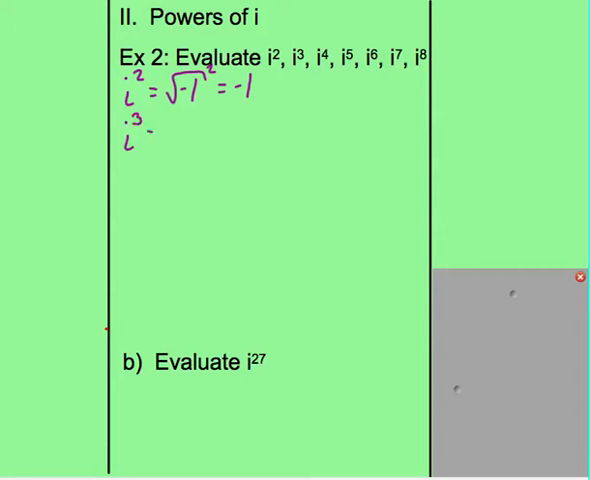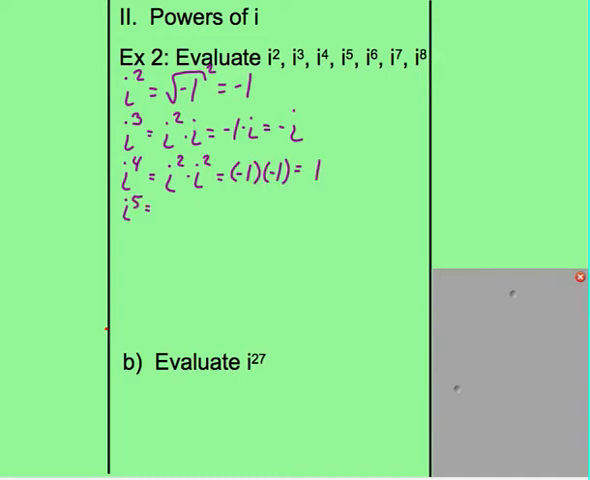i cubed can be rewritten as i squared times i. We just showed that i squared is -1. -1 times i is -i. i to the fourth can be rewritten as i squared times i squared. i squared is -1. -1 times -1 is +1.